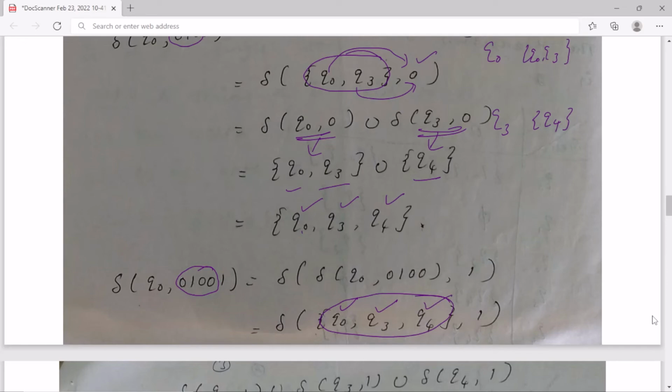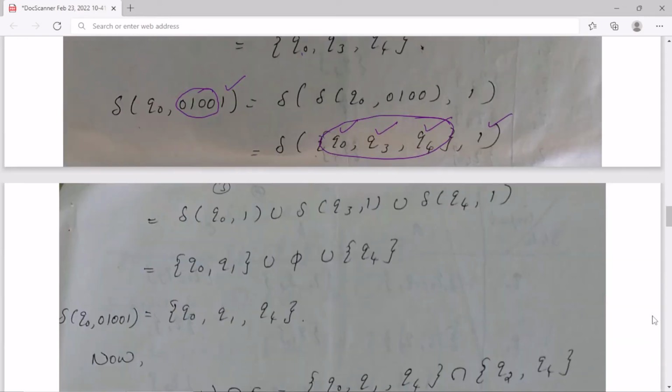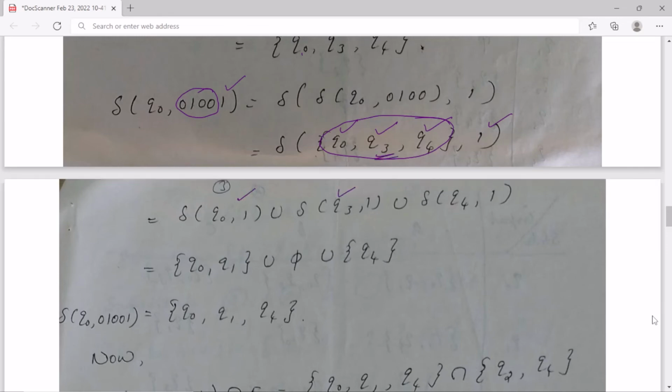Now we are going to read the symbol 1. If you are going to read the symbol 1, what happens? You can't directly do it like this. So for that you can write it as a union of the transition function. So delta of Q0, 1 union delta of Q3, 1 and delta of Q4, 1, you take it as a union. So Q0, 1 means in Q0 while reading 1 you have two possibilities, Q0 and Q1, from the transition table, okay. And Q3, 1 means empty set and Q4, 1 means you have only one possible state, that is Q4.